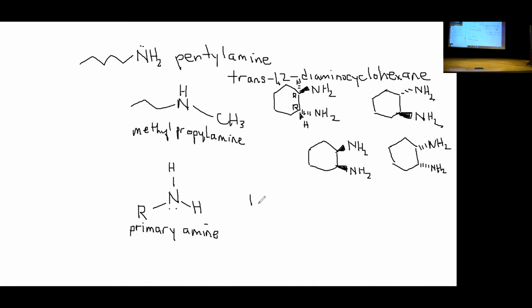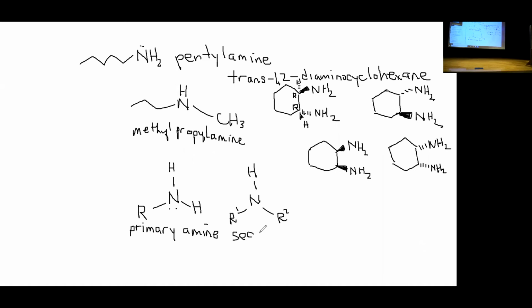And then a secondary amine would have 1 hydrogen and 2 alkyl groups. And those alkyl groups can be the same or different. So if it's 2 methyl groups or a methyl and an ethyl. We did diisopropyl amine on the previous page. That is a secondary amine.